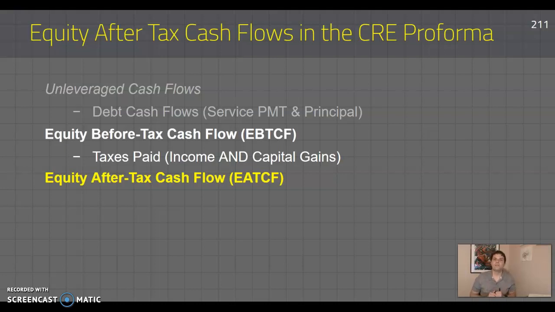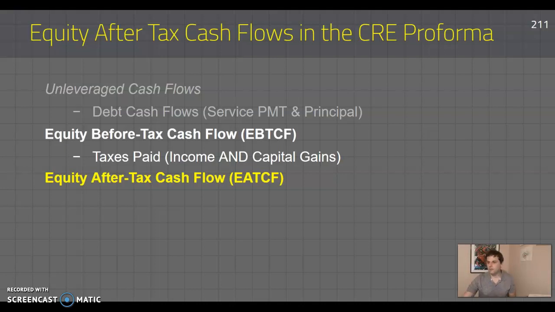Now this is where we start for calculating the effect of taxes on our equity returns. Earlier videos have shown how to calculate our tax cash flows, or the taxes that we owe the government as a result of capital and income returns on the investment. So we subtract those taxes that we pay from our equity before tax cash flows, and voila, you have equity after tax cash flows. While that sounds simple, let's get into an actual example.